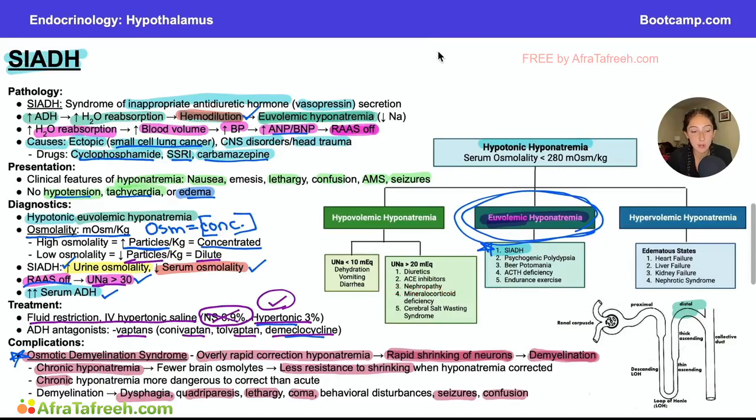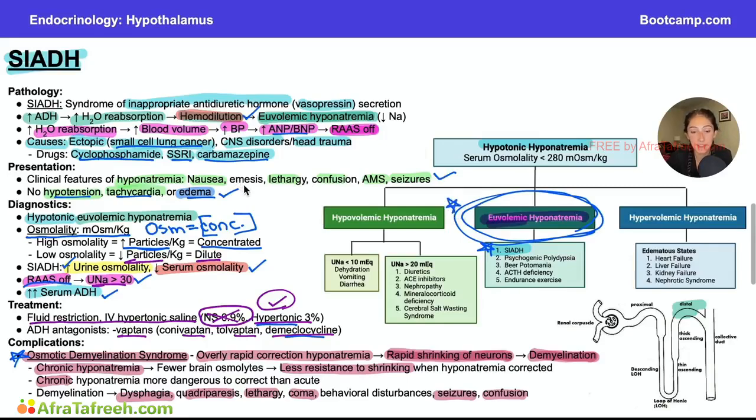Well, in your question stem, they told you that our patient has nausea, emesis, and confusion. That could be hyponatremia. That could be a bunch of other things too. But they're not tachycardic, they don't have hypotension, and they're not edematous. Okay, so they are euvolemic. Great. Maybe we have this euvolemic hyponatremia picture here.